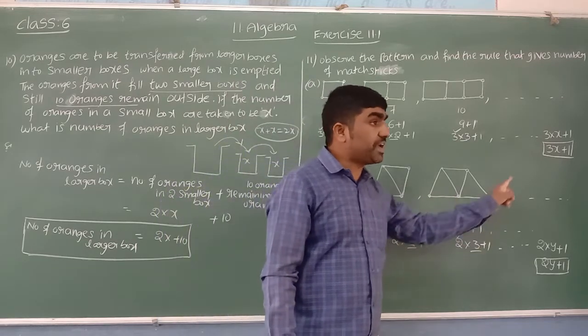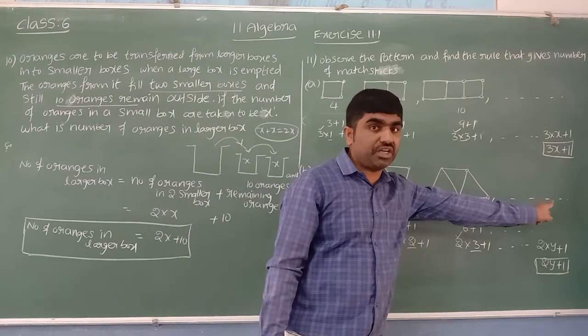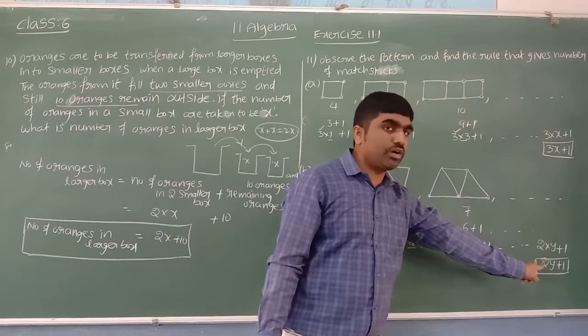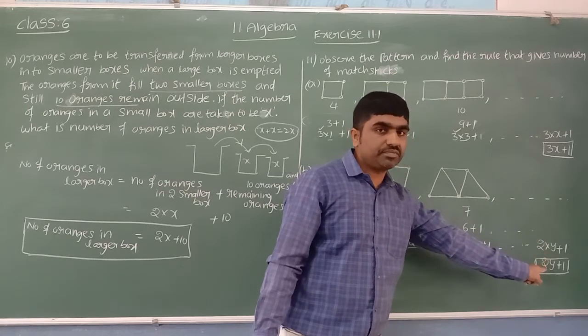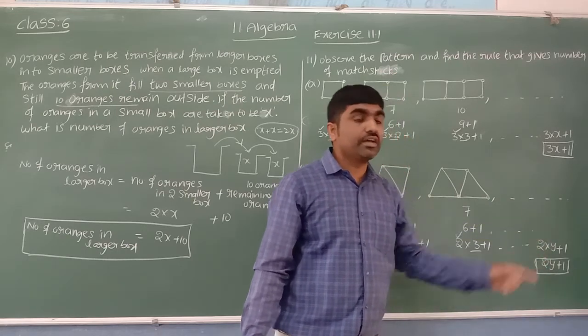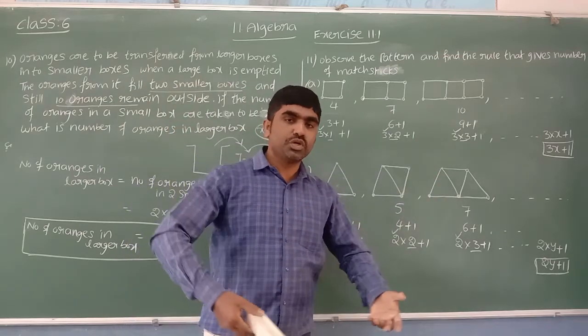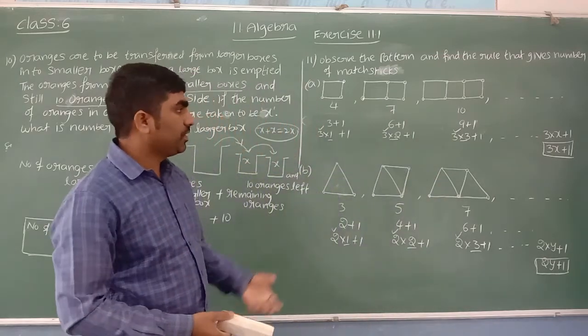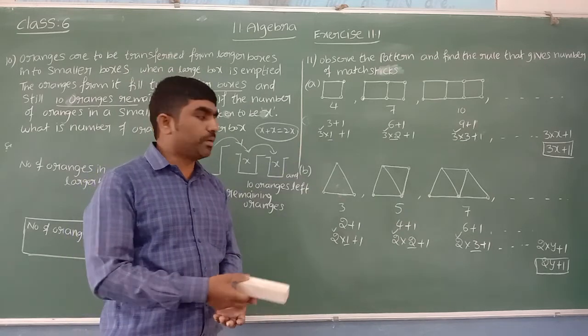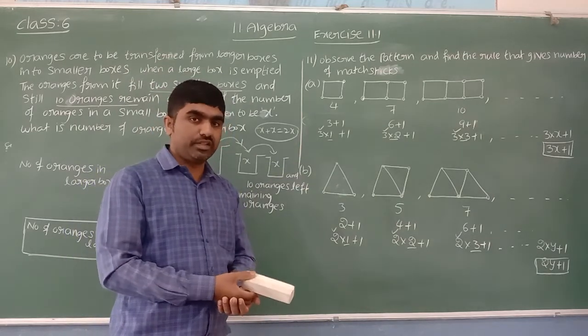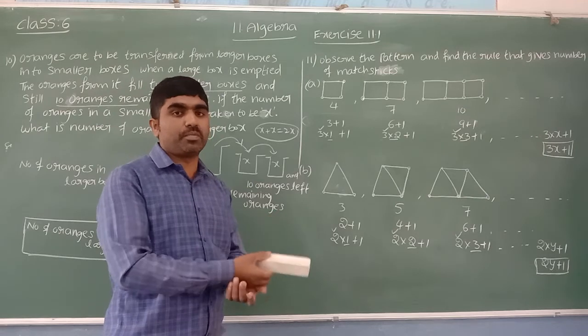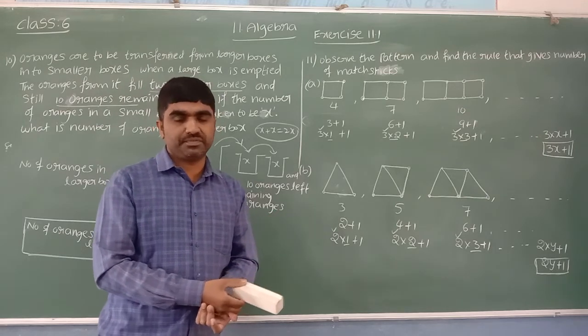If you want to know the matchsticks required in the 50th figure, take y equal to 50. 2 into 50, 100. 100 plus 1. Sir, we need 101 matchsticks in the 50th figure. So like that we can find easily with the help of this rule which is formed by alphabets.